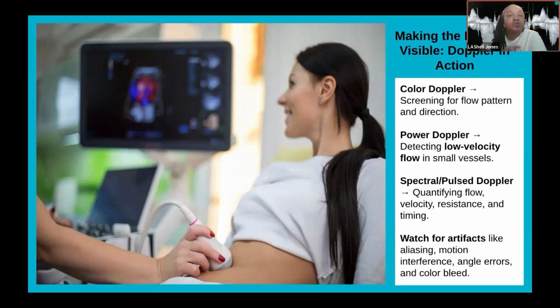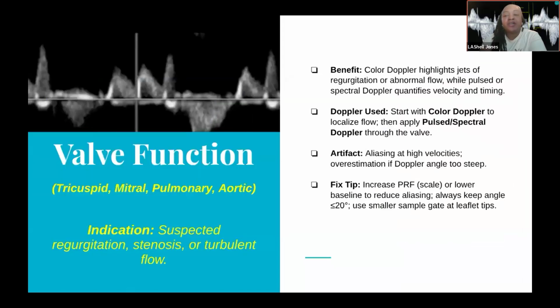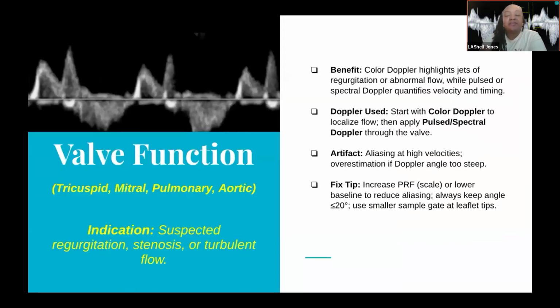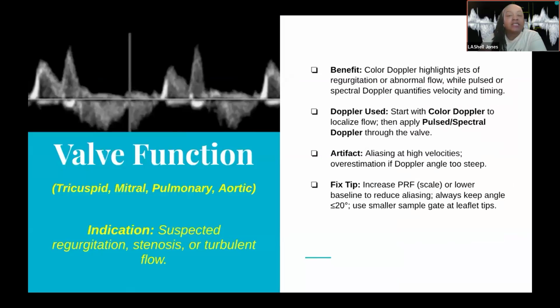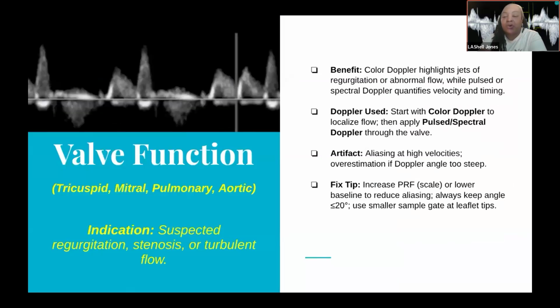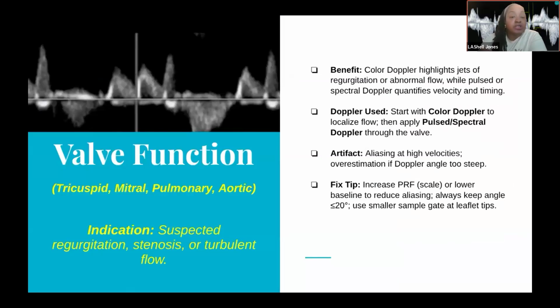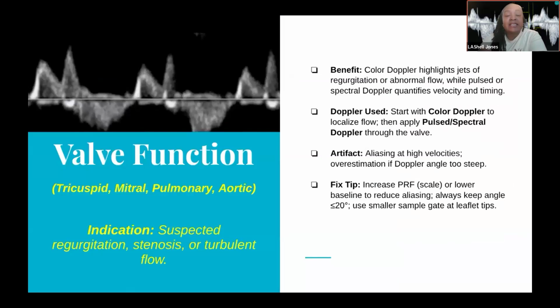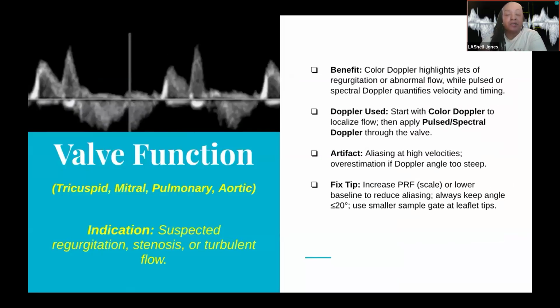But be careful, because with these Dopplers comes artifacts. So we want to watch for artifacts like aliasing, motion interference, angle errors, and color bleed. Okay, so let's take a look. Now for valve function, we're assessing the tricuspid, the mitral, pulmonary, and aortic valves. The indication is usually suspected regurgitation or to rule out stenosis or turbulent flow.